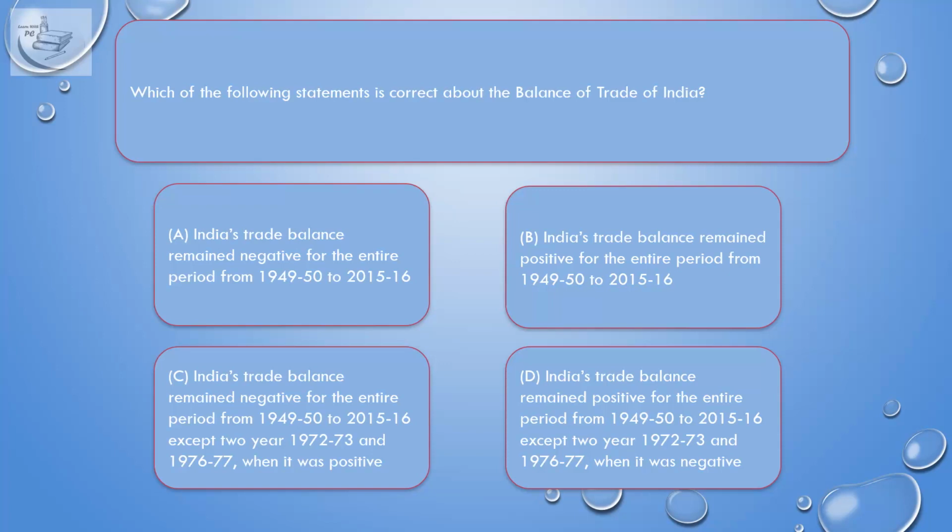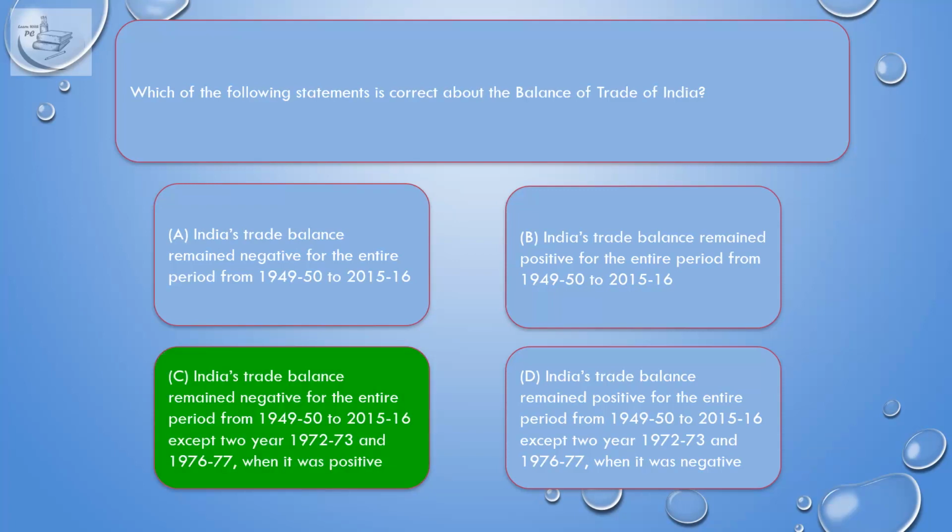D. India's trade balance remained positive for the entire period from 1949-50 to 2015-16 except 2 years, 1972-73 and 1976-77, when it was negative. Correct answer is C. India's trade balance remained negative for the entire period from 1949-50 to 2015-16 except 2 years, 1972-73 and 1976-77, when it was positive.